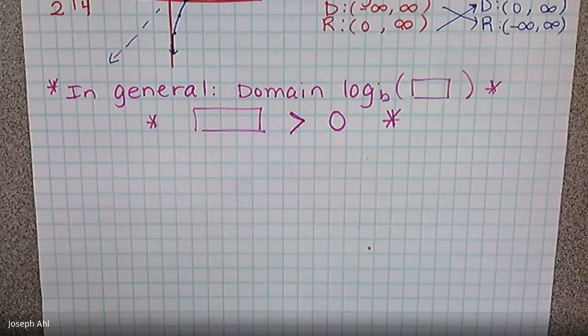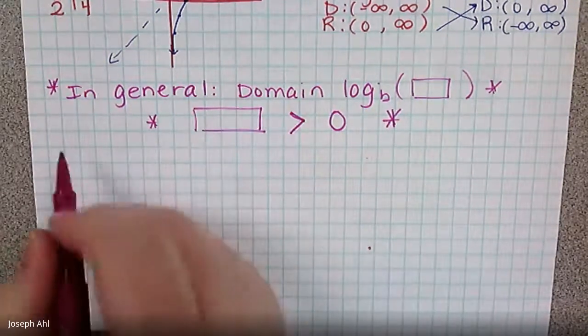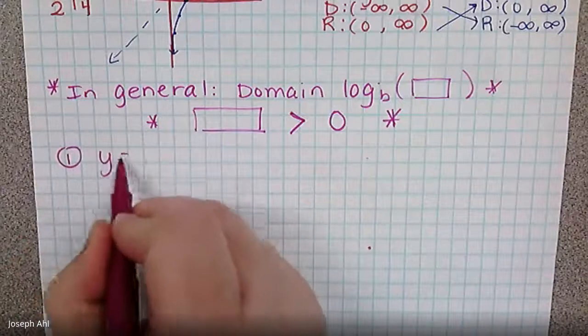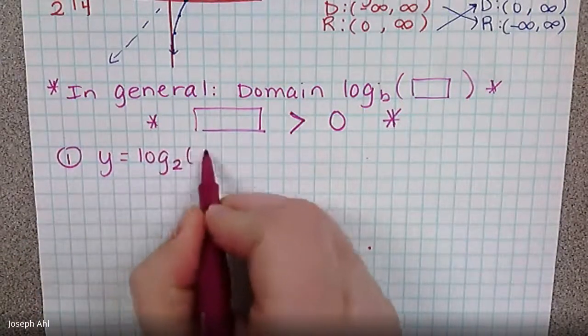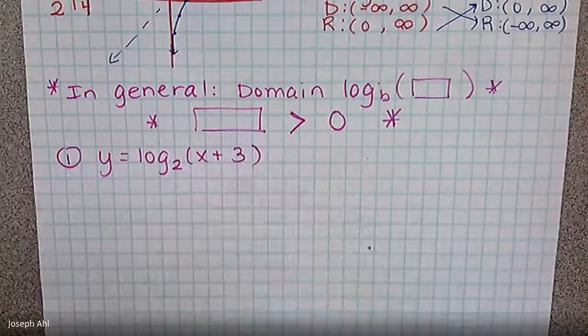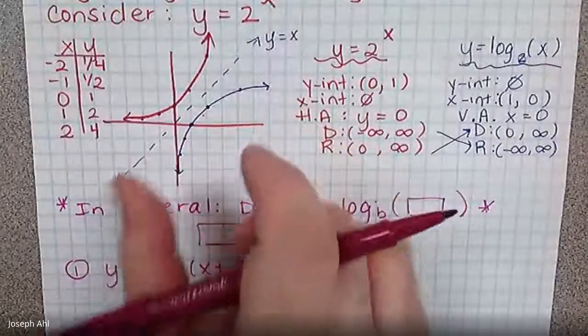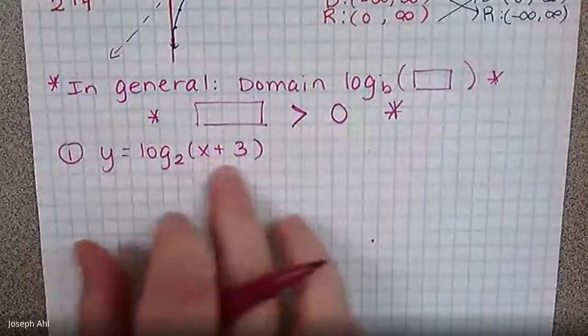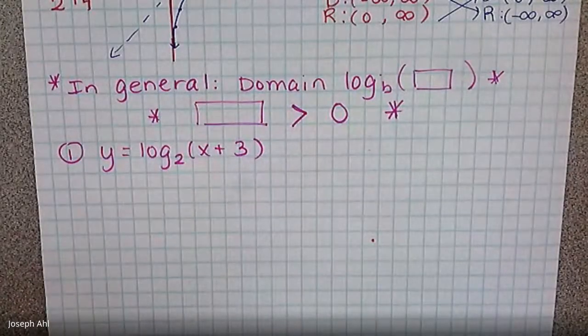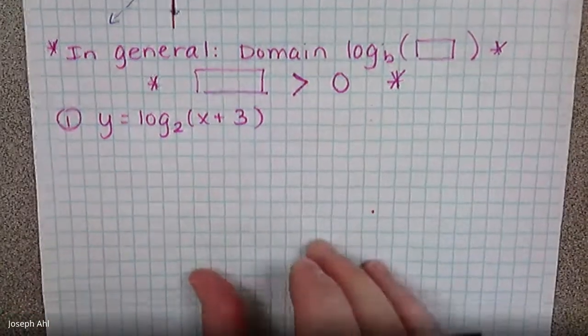So let's do a little bit of practice. If we have y equals, we'll start kind of easy. y equals log base 2 of x plus 3. Well, we just graphed log base 2 of x up here, and what we'll do by the end of the lesson is talk about what kind of transformation is occurring to the graph if we put an x plus 3 on the inside, which you probably already know.